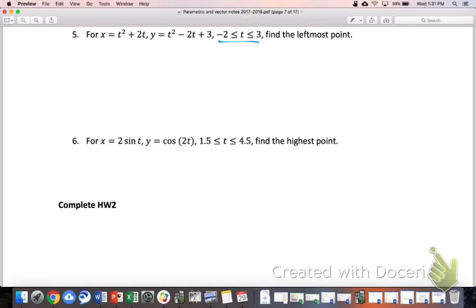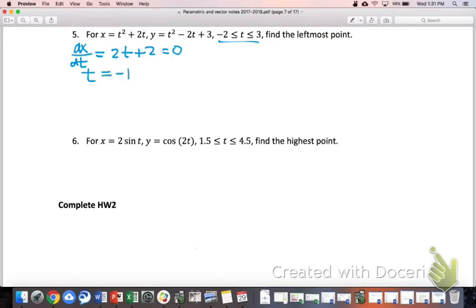Yeah, wherever dx dt is 0, but dy dt isn't. So let's figure this out. I'm going to figure out dx dt here first. Dx dt is this, 2t plus 2. And I'm going to set that equal to 0. When I do that, I get t is equal to -1.